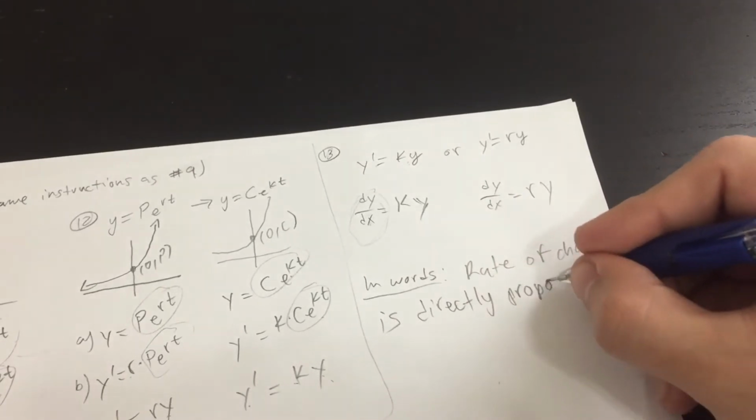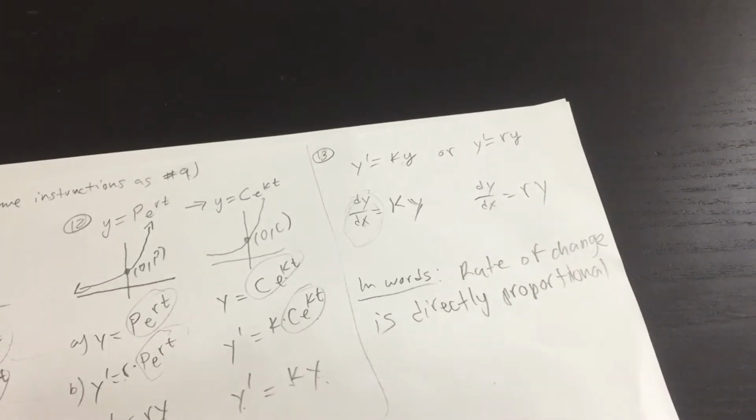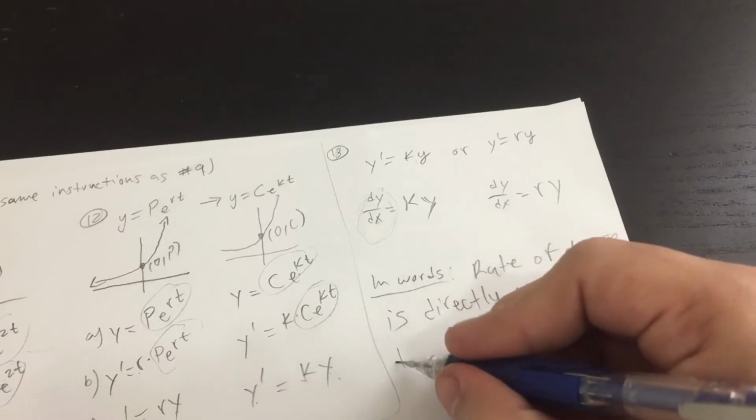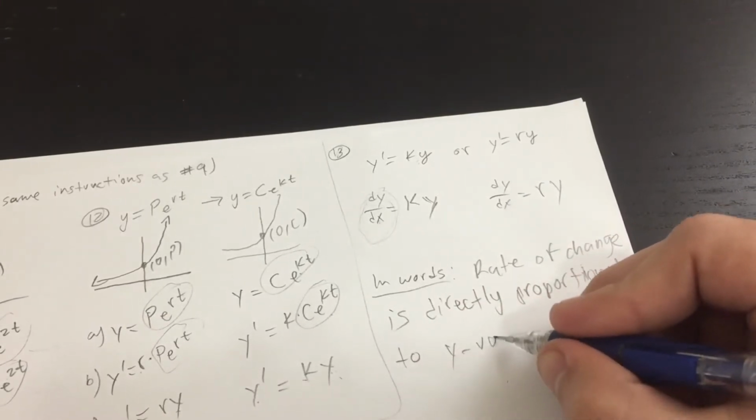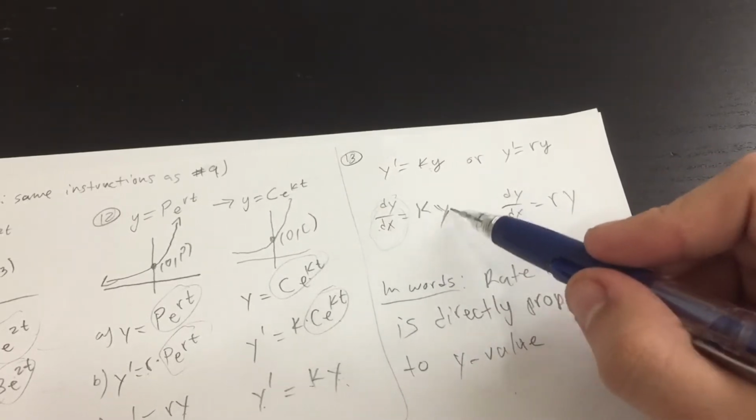Directly proportional. You will see this in a lot of word problems. To the y value. And I kind of touched upon this already. This means the derivative depends on the y value.